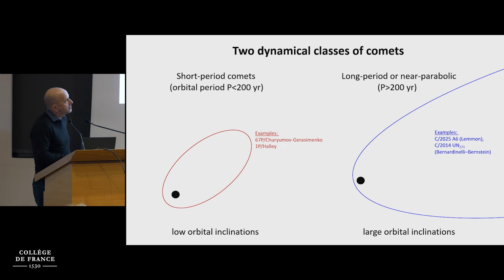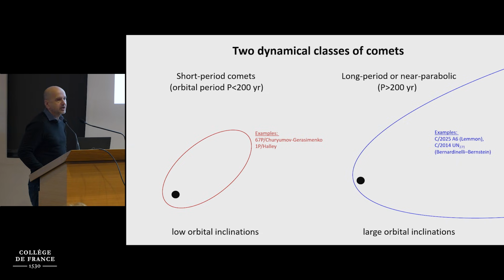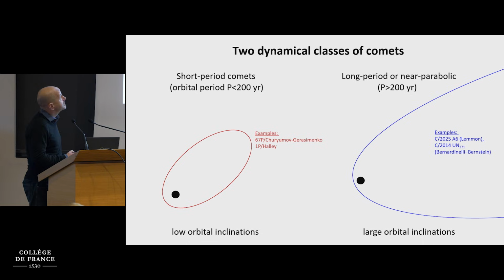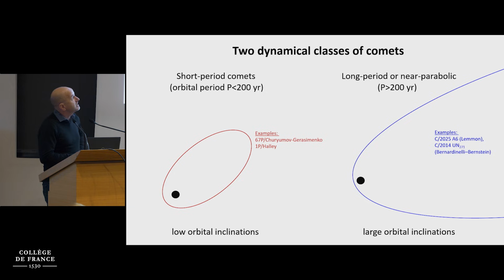A good example of this is the giant comet Bernardinelli-Bernstein, which is showing activity at 24 astronomical units from the Sun, probably because of the sublimation of CO2 ice or ammonia. This comet has an orbital period of 4 million years. So once that comet leaves the inner solar system, we will not see it again. That's the basic distinction between the short period and long period comets. Sometimes the long period comets are also called near-parabolic comets, to highlight the fact that they have very elongated orbits which are close to being parabolic. Eccentricity is close to 1.